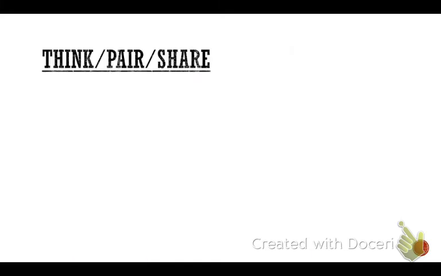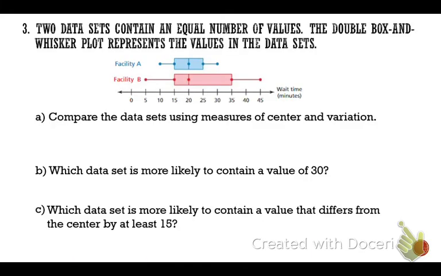So if you would turn the page, let's look at this one. Tonight's homework, you have a worksheet, and it's going to look very similar to the problem that we're about to do. So I want you guys to take a minute and read this one on your own. Okay, so once again, we are comparing two different box and whisker plots. It looks like here we're talking about facility A and facility B, and there is a wait time.